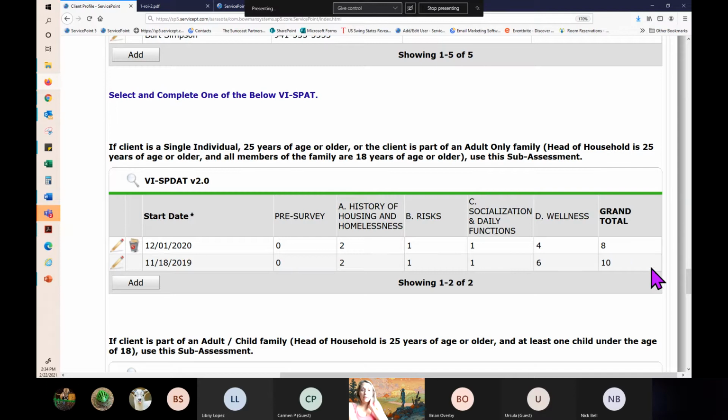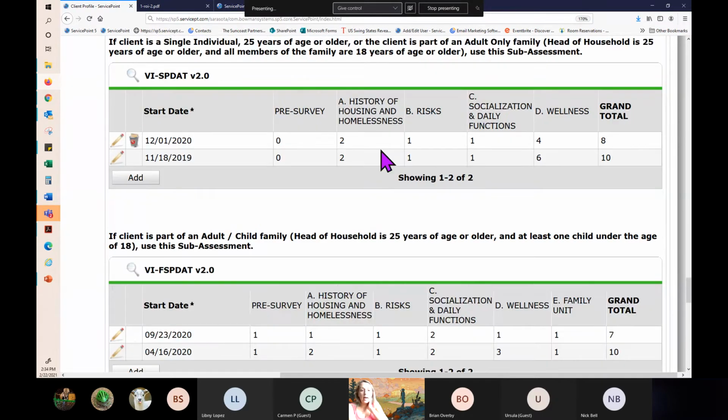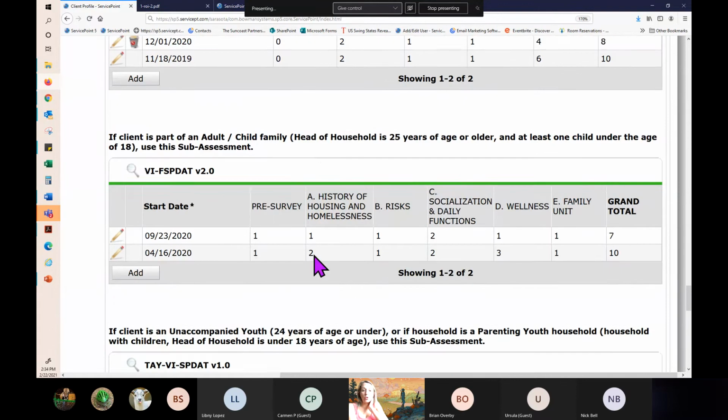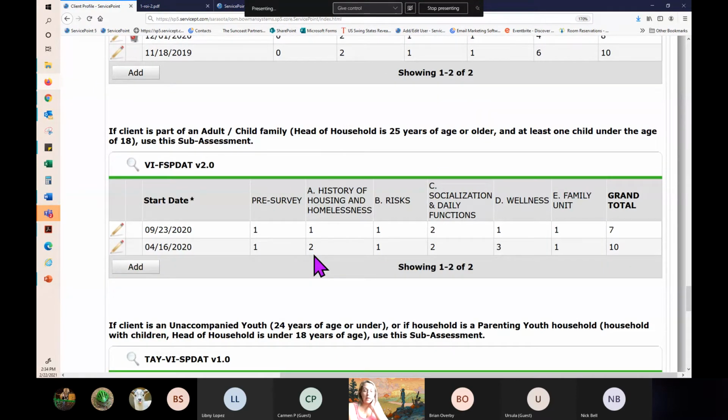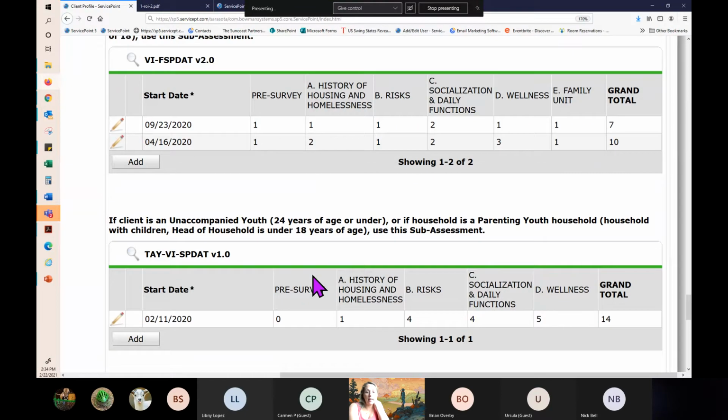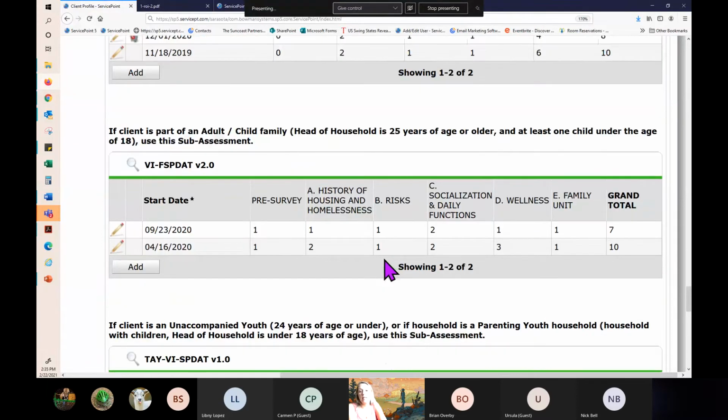We have a VI SPDAT for individuals 25 years or older. We have a VI SPDAT for an adult child family. So this would be a family household. And then we have a VI SPDAT for our unaccompanied homeless youth. Obviously, Brandon doesn't identify in all of these different projects. Typically, you may see 1 or 2 for a client who has a long history of homelessness in our continuum, but you always want to make sure that you're updating this information.